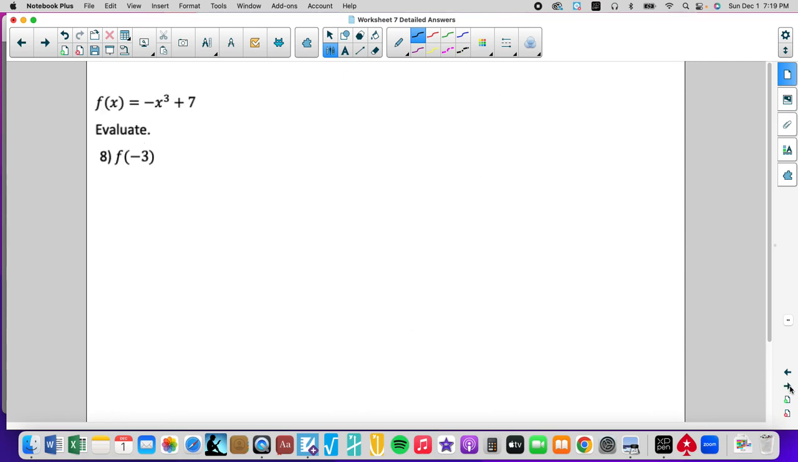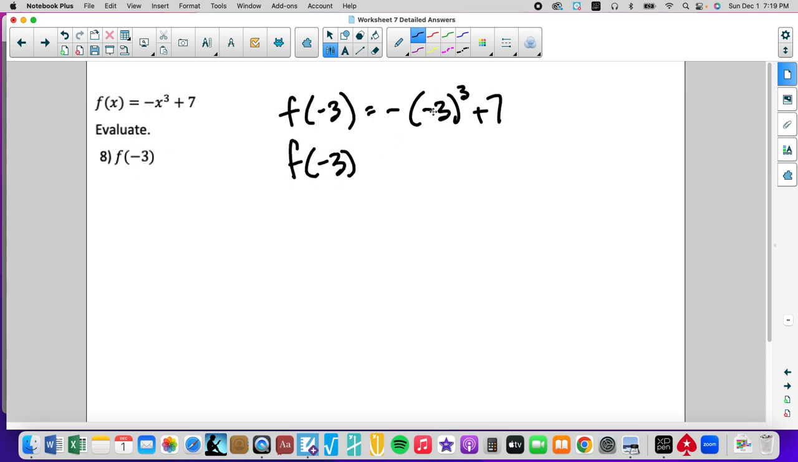So now new equation. Now we have the opposite of x cubed. Notice no parentheses here. So we're going to do x cubed first and then attach the negative. So when we have f of negative 3, we have the opposite of negative 3 cubed plus 7. We create these parentheses because there's a negative that we need included. That negative is included because that's part of the base. That's what my input is. So that equals negative 3 to the third.